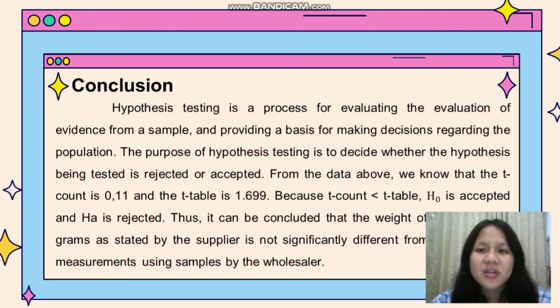Hypothesis testing is a process for evaluating evidence from a sample and providing a basis for making decisions regarding the population. The purpose of hypothesis testing is to decide whether the hypothesis being tested is rejected or accepted. From the data above, we know that the t-count is 0.011 and the t-table is 1.699. Because t-count is smaller than t-table, H0 is accepted and HA is rejected. Thus, it can be concluded that the weight of the can of 16 grams as stated by the supplier is not significantly different from the result of measurements using sample by the wholesaler.